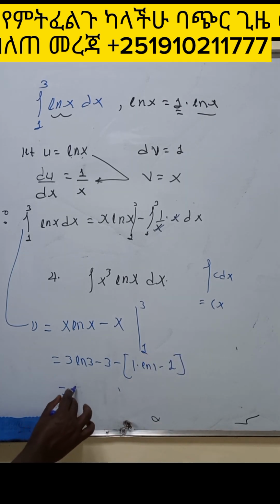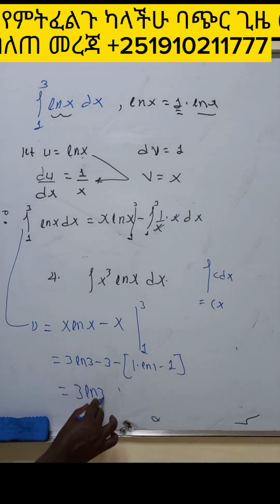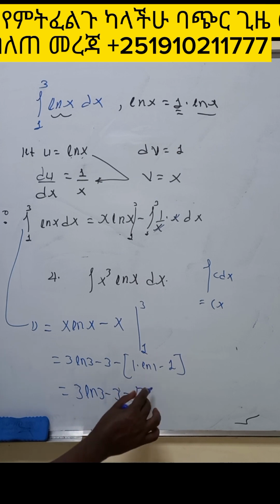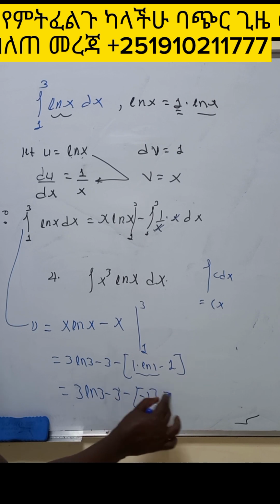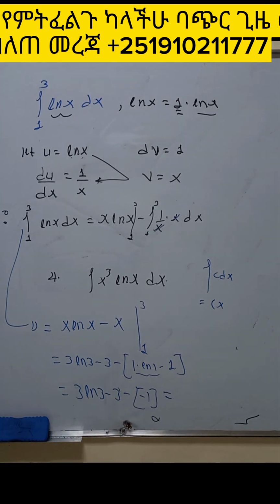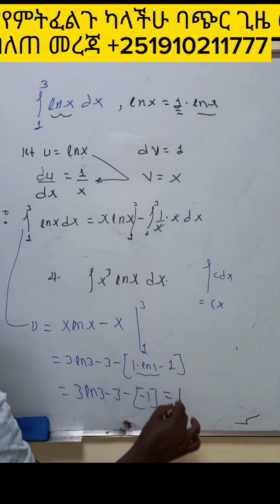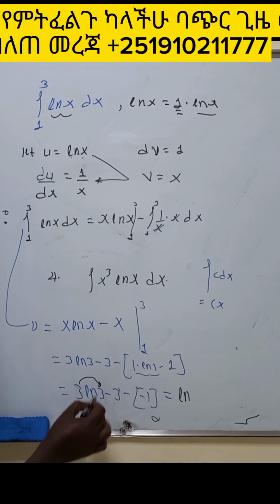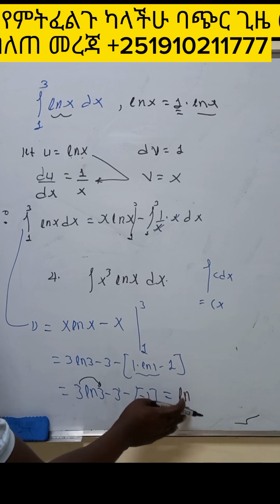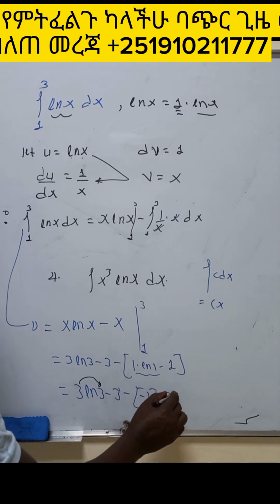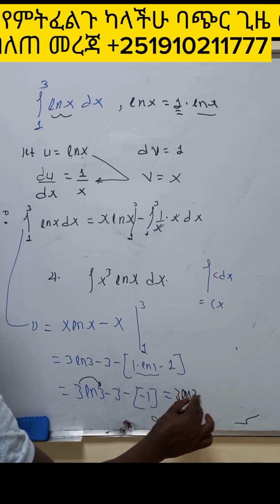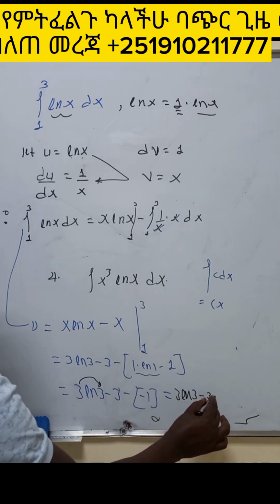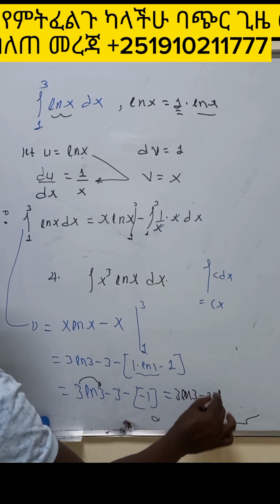So this is exactly 3 ln of 3 minus 3 minus, ln of 1 is always 0, 0 minus 1 is negative 1. So that's going to be what? You can make this here an exponent, let me just explain later. Now this one: 3 ln of 3 minus 3, minus minus is plus 1.